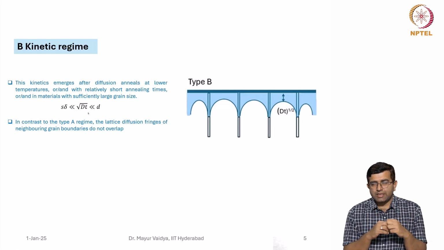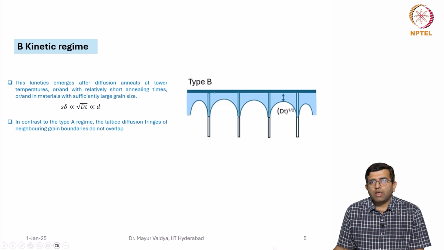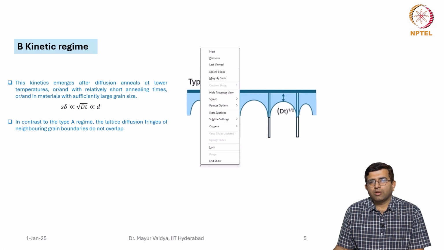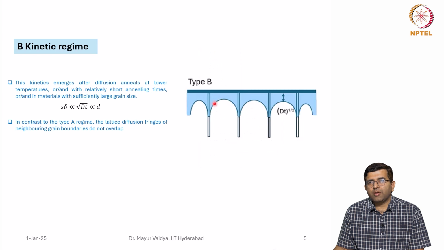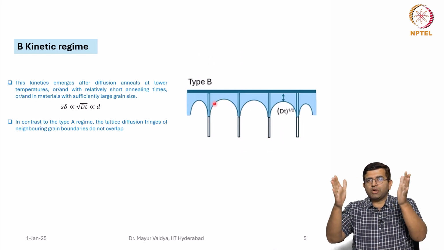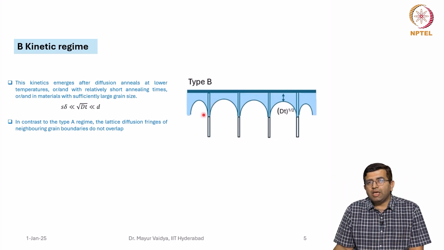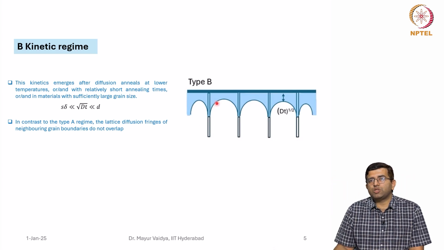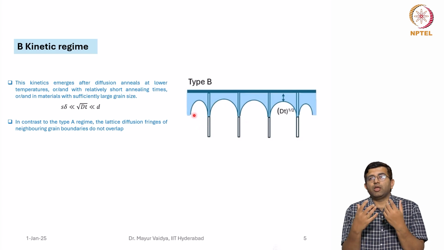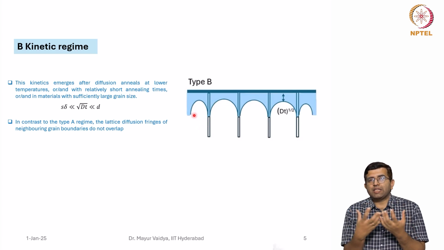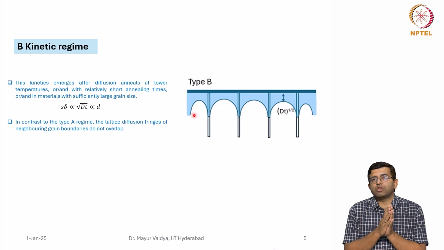What that does is that suppose I take a point here. Here I can say that because the grain boundaries are widely spaced, because the grain size is large enough, the leakage flux of the grain boundaries do not overlap. In other words, we say that the lattice diffusion fringes of the grain boundaries do not overlap.